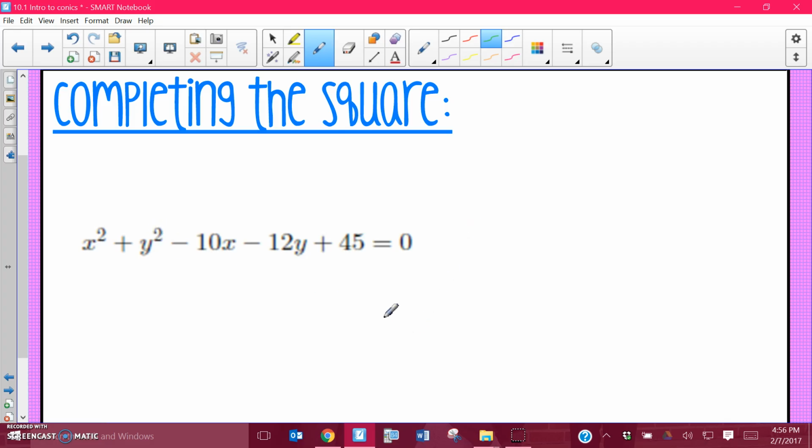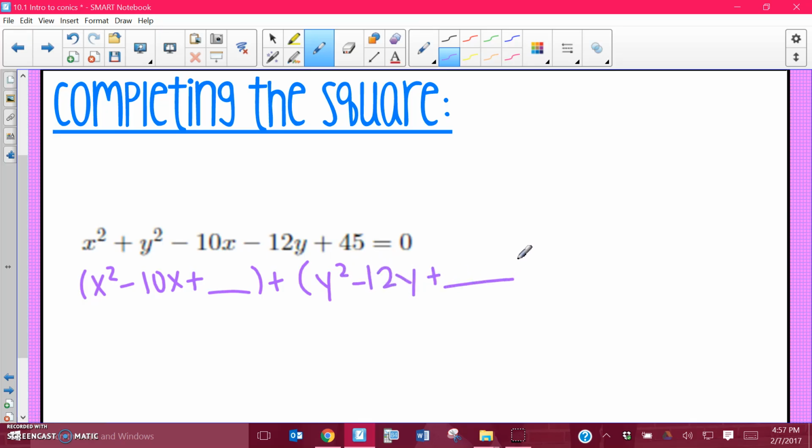So my first goal is I'm going to get any of my constants to the other side. So I'm going to go ahead and subtract 45, and then I'm going to rearrange my equation so x's are together and y's are together. So this is going to have x squared minus 10x, and I'm going to leave a space because I know I'm going to end up needing to add something in here, plus y squared minus 12y plus, I'm not sure yet, and then I move my 45 over by subtracting 45 from both sides.